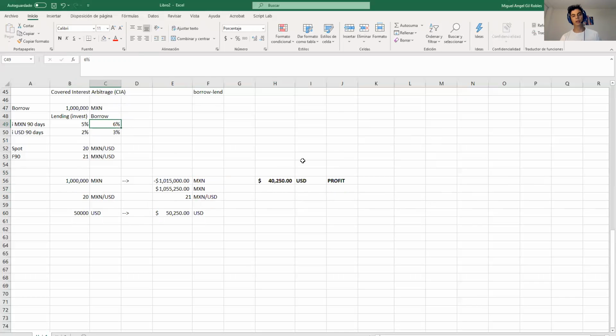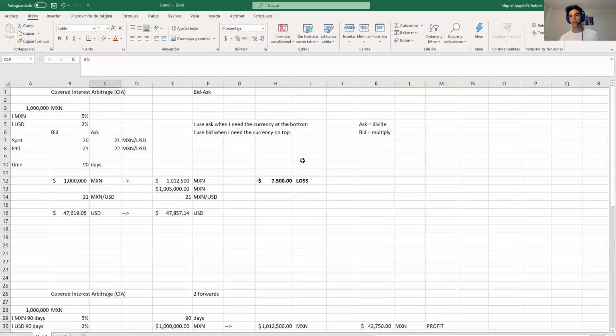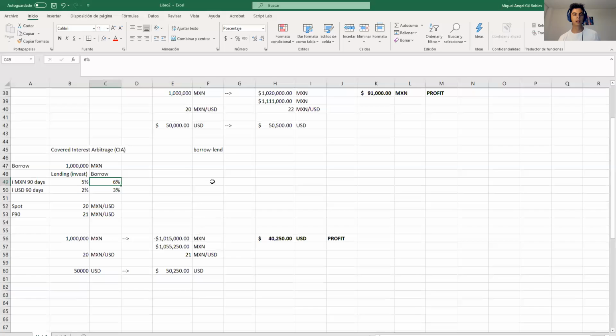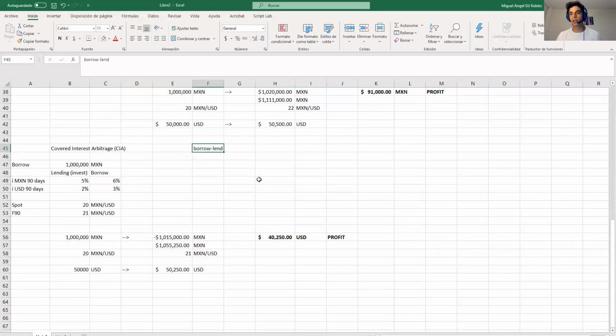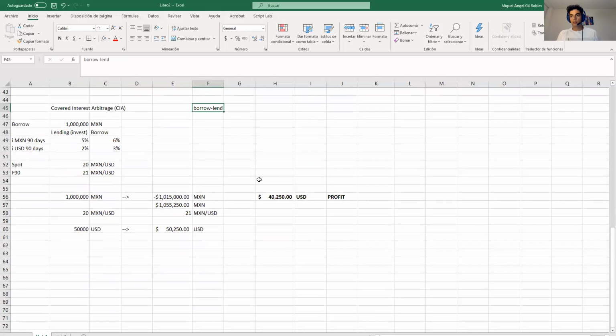So these are the three. I wrote it on the same Excel file. So these are the three complications to the CIA strategy. Either you have bid and ask, or you have two forwards, or you have borrow and lend in case that you have to borrow money. So just as a spoiler for next class, we are only missing one more complication, which is what happens if I don't want to use a forward. That is a strategy called uncovered interest arbitrage, because you are uncovered, you don't have a forward.